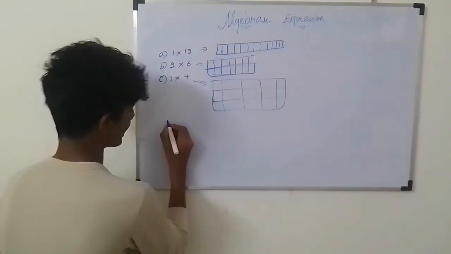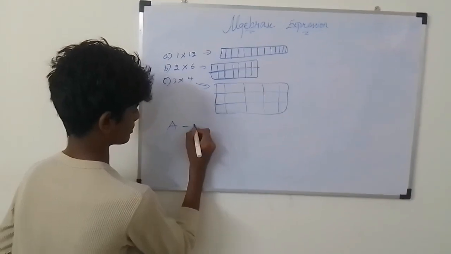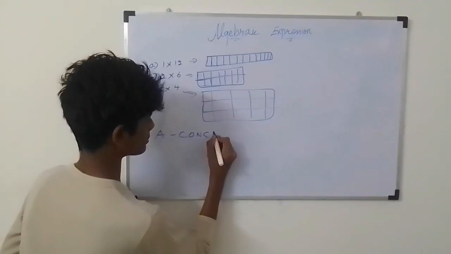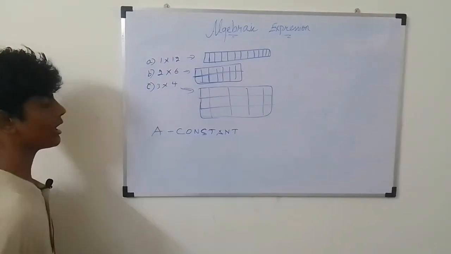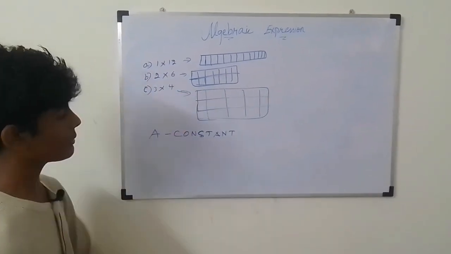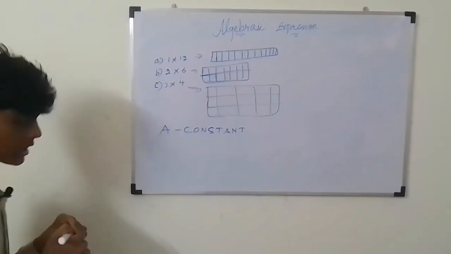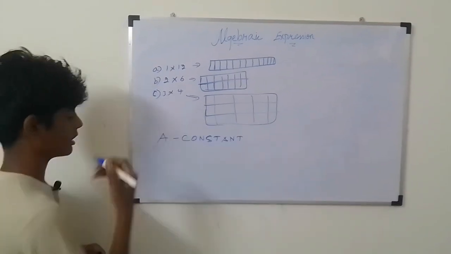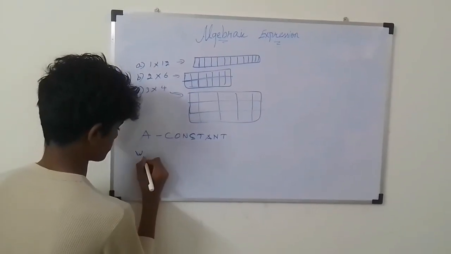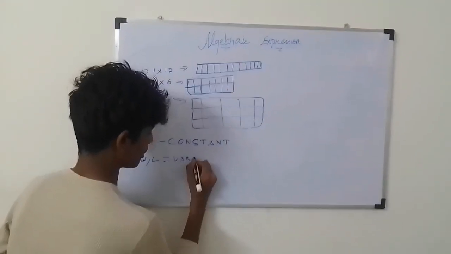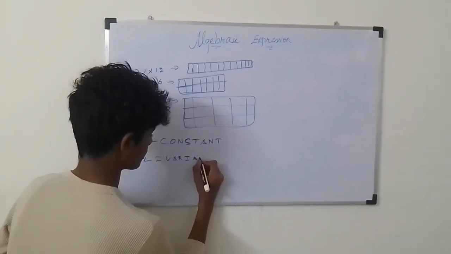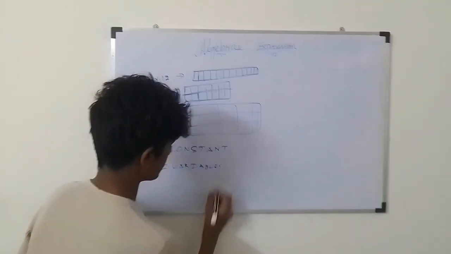So that means A is the constant here, because we know that all three rectangles have the area 12. So each of them has 12. That means a constant cannot change. So area is the constant. And of course W and L are the variables, also known as the width and the length.